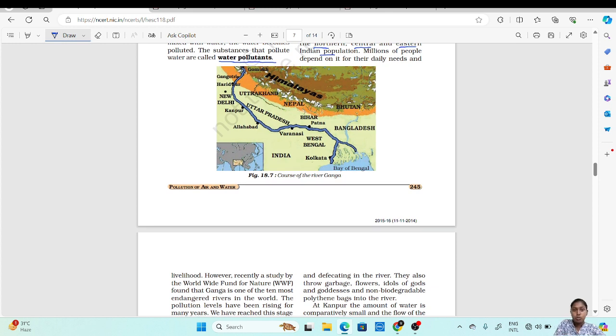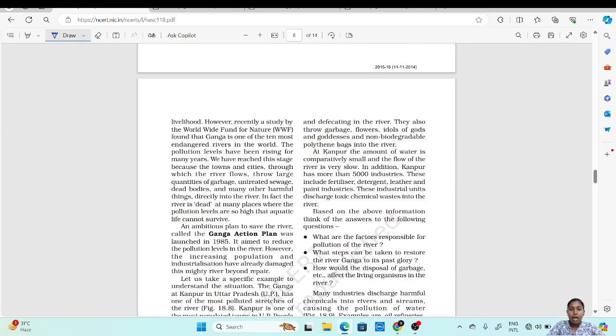The people who live near this river are all dependent on this water, whether it is fresh or not, for their daily needs and livelihood. However, recently a study by the World Wide Fund for Nature, an organization, found the river Ganga to be one of the most endangered rivers in the world. It comes under the top 10 endangered rivers in the world, because of the rising population.